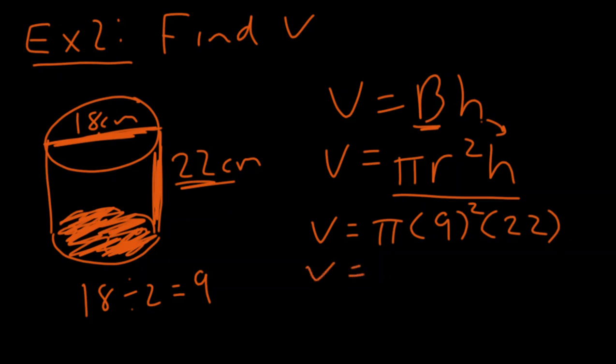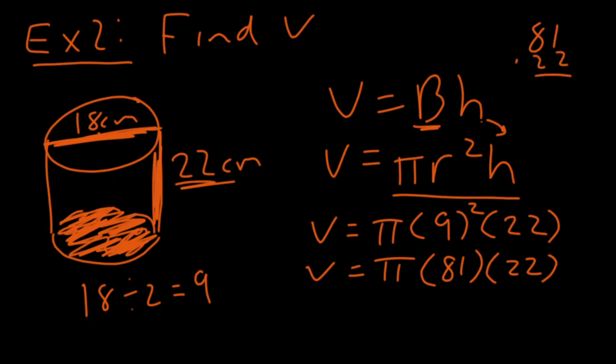Well, continuing to work this out, we'll have pi, parentheses. We know 9 squared is really 9 times 9. That would give us 81 times 22. And since I don't have my calculator on me, let's just go ahead and do this by hand. We'll have 81 times 22. 2 times 1 is 2. 2 times 8 is 16. Drop my 0. 2 times 1 is 2. And 2 times 8 is 16.